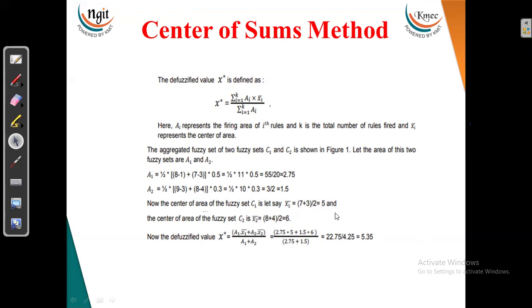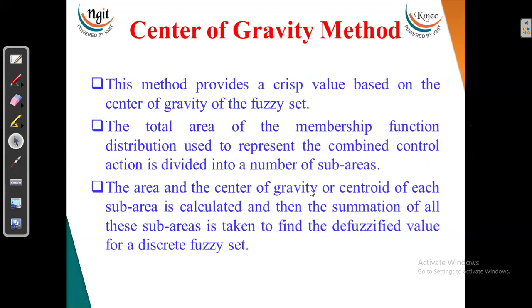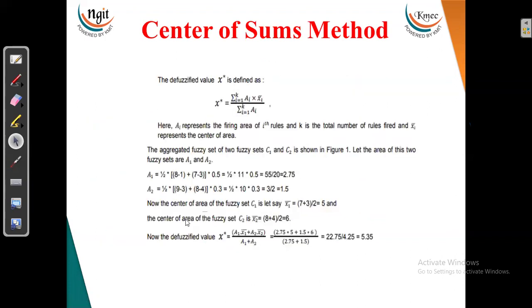Now how do we calculate the center of area value? If I show directly, if you take this particular rectangle box, the center of it will be 7 plus 3 divided by 2. That's it. And if you take this particular A2 box, 8 plus 4 divided by 2. Okay, so I'm just going on to the equation.